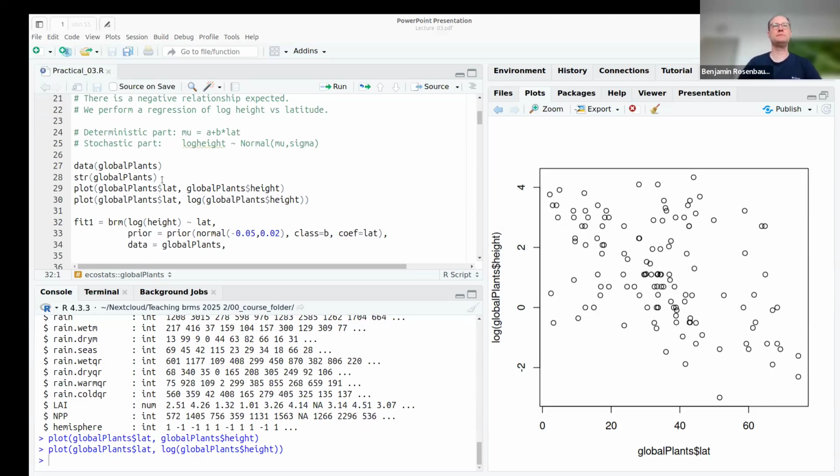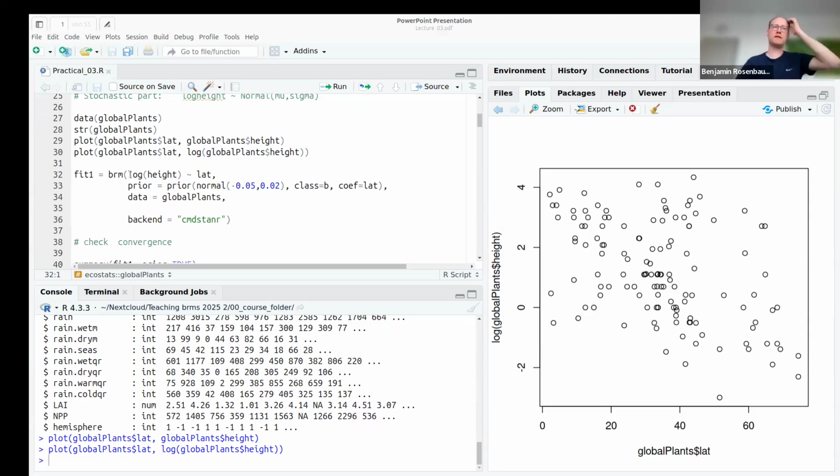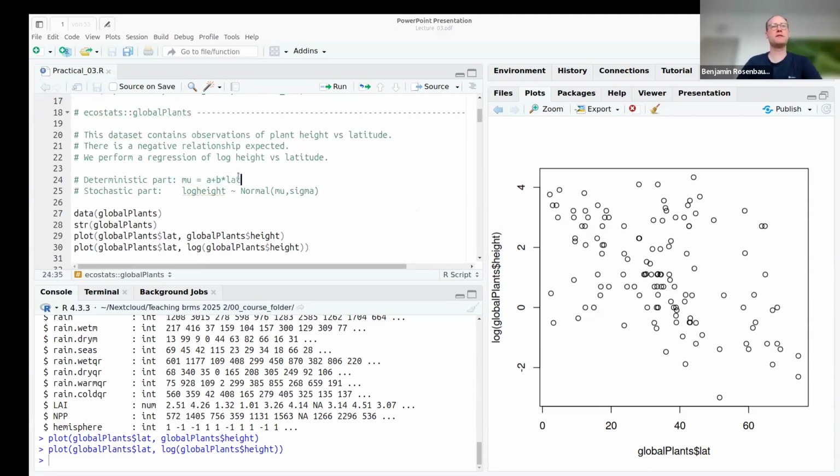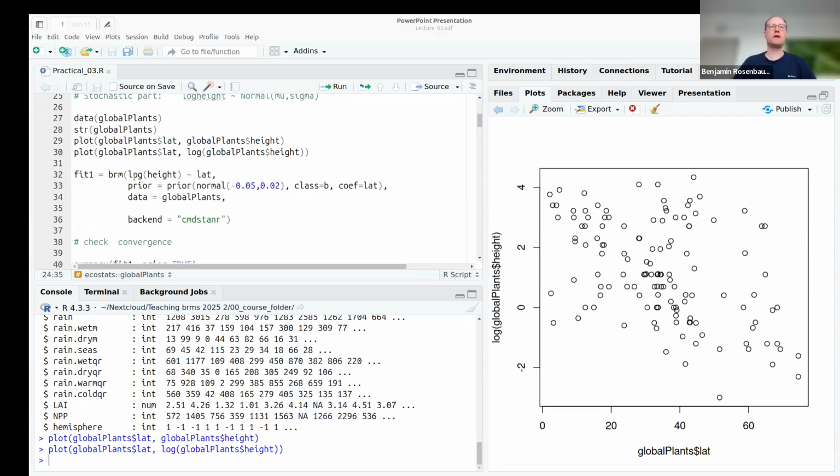Okay, so first the model we are fitting is log height versus latitude. First of all, the model description. So for log height, I use the log transform of the response directly as a response. The deterministic model just depends on latitude, so it's linear regression. And we assume a normal distribution of log height around the mean prediction. We can transform the response before fitting the model, or we can just use log height here, then it is automatically transformed.